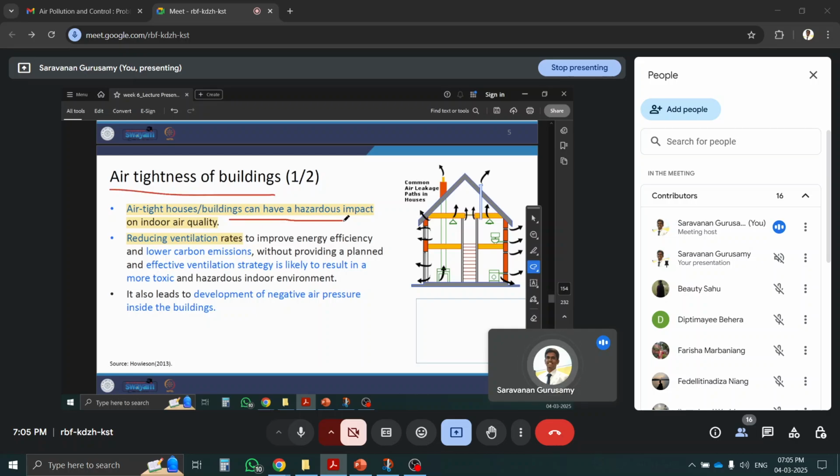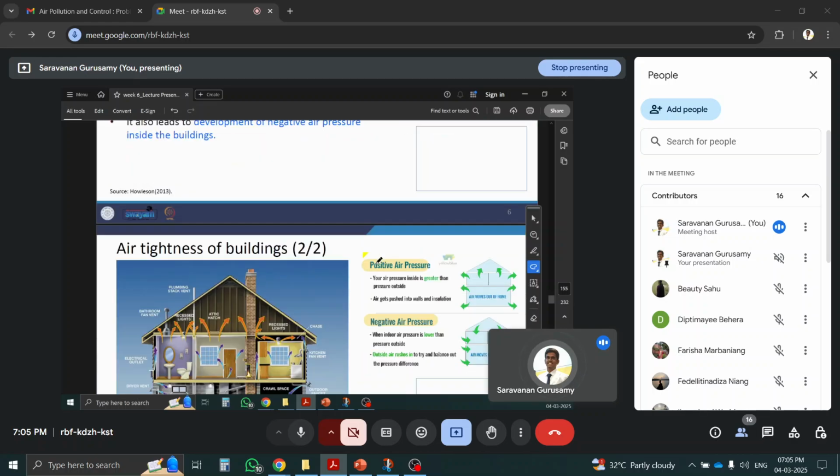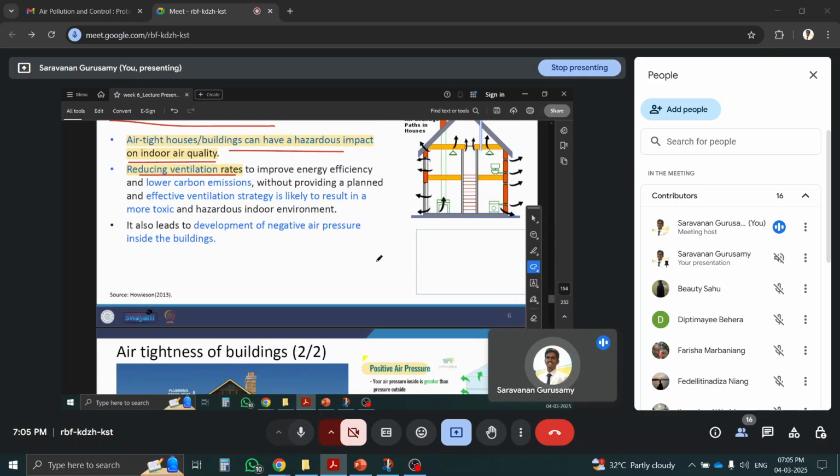So the air tightness of the building. Whenever the building has a hazardous impact on the air quality, it reduces the ventilation rates. So if you have proper ventilation, then it's inversely proportional, I mean, sorry, indirectly proportional. If you have proper ventilation, then your indoor air quality will be good.